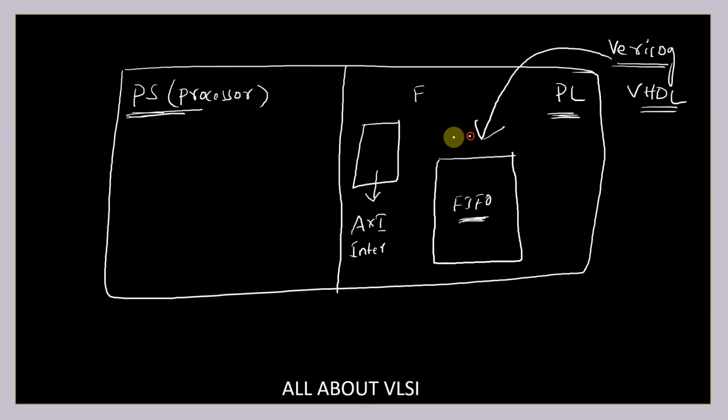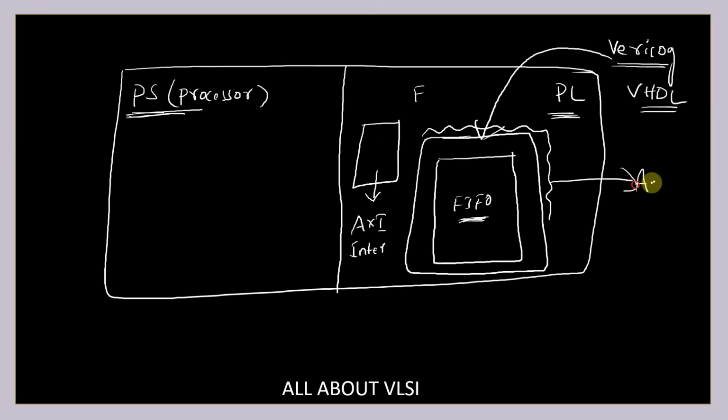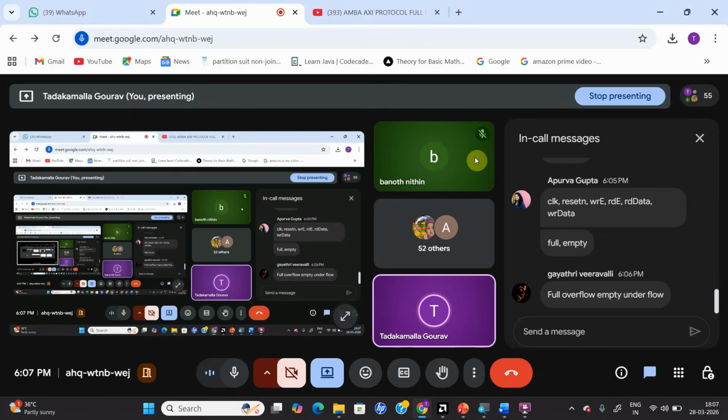And this particular FIFO is basically wrapped inside another module, which is known as AXI top. And this top module is going to have my AXI interface. Okay. So basically, this is what we are going to establish. Is it clear, guys? What is that we are going to do in our workshop? Is it clear?